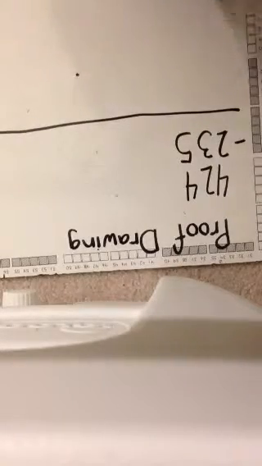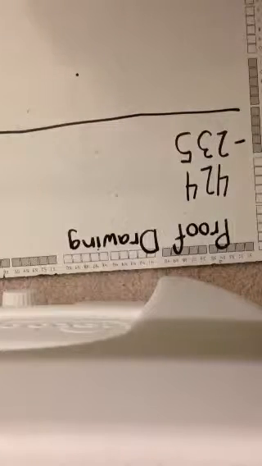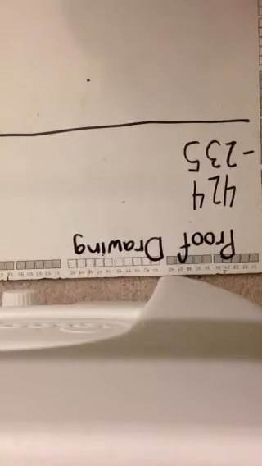Okay, boys and girls, today we are going to talk about using a proof drawing when solving 3-digit subtraction. So what we have here is 424 minus 235. So go ahead and write that on your whiteboard now.